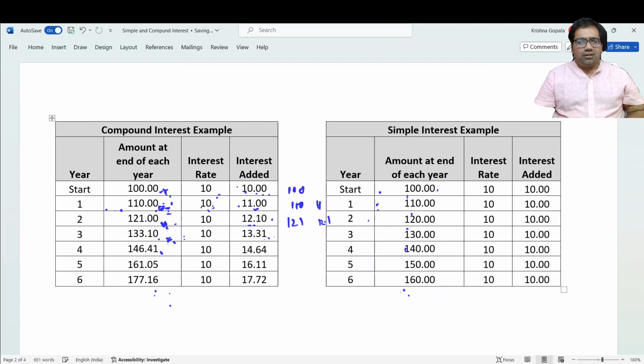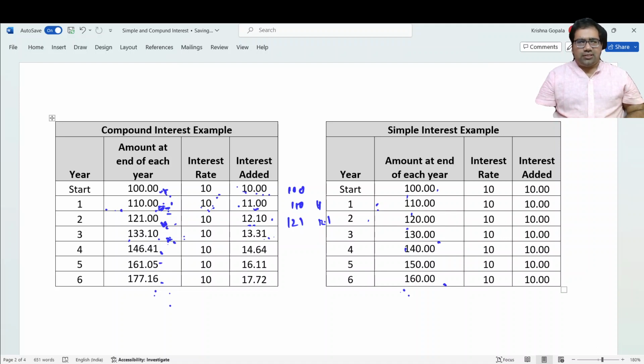It is 110 and 110 in both the cases. But in the second year it becomes 121, while here it becomes 120. By the end of the third year, it becomes 133, while it is 130 only. In the fourth year, 146. It keeps on increasing. By the end of the sixth year, it will become 177, while here it becomes 160 only. Right? By the end of 6 years.